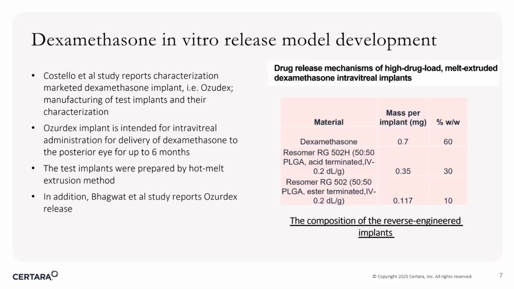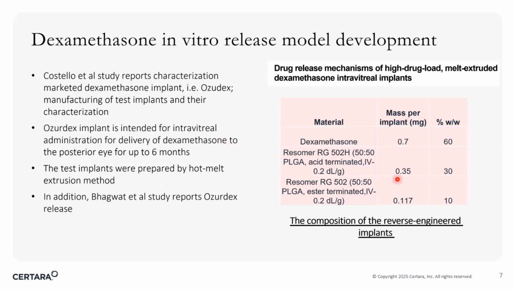So the case example that I'm going to discuss today is Ozurdex. The data and information for this case example is taken from a publication from the University of Texas at Austin. They have manufactured dexamethasone reverse engineered implants. They also characterized the commercially available Ozurdex implant, which is intended for intravitreal administration. This implant is expected to release drug for up to 6 months. They have used hot melt extrusion as the process for manufacturing the implants.